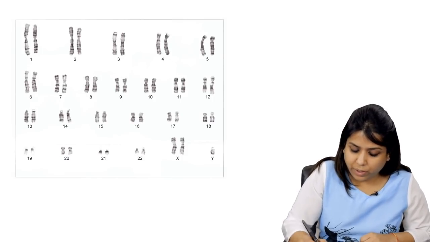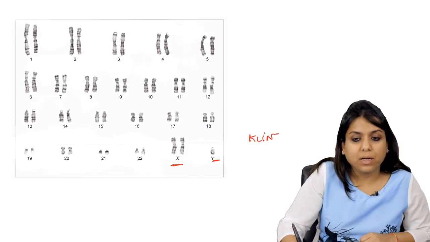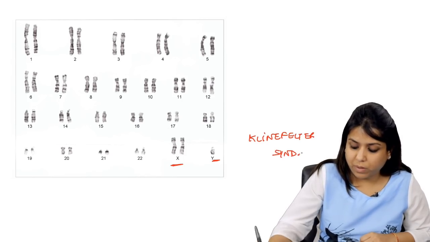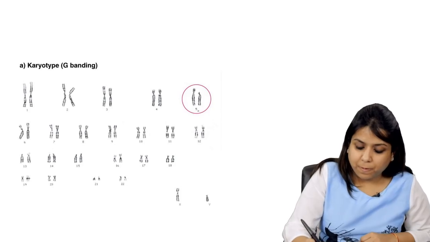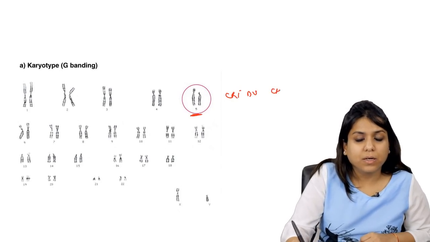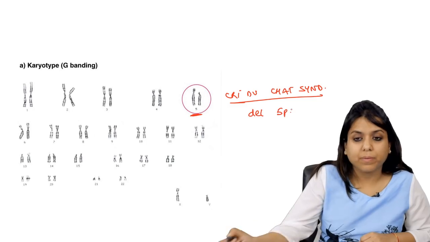Here, what do they have? 2 X chromosomes and 1 Y. So this is Klinefelter syndrome. This is examiner's favorite topic, Klinefelter syndrome. Next, deletion of a part of the 5th chromosome. This is Cri-du-chat syndrome. Cat like cry, del 5p, right?